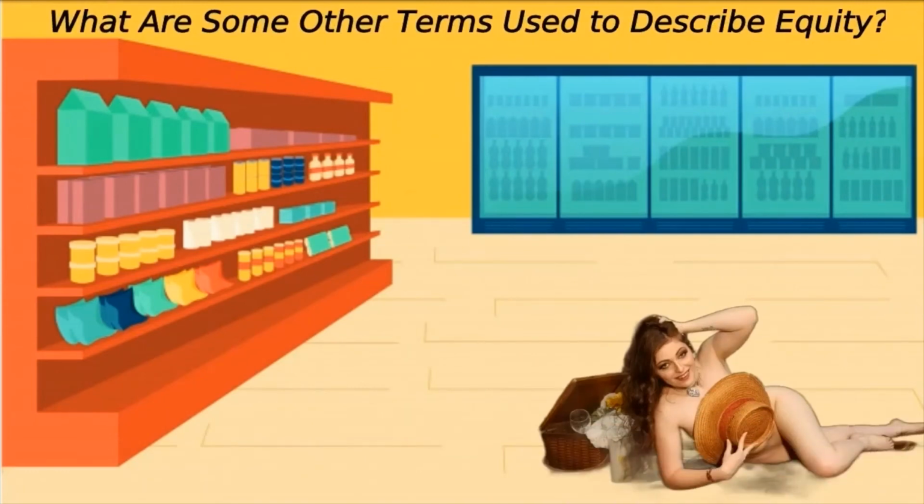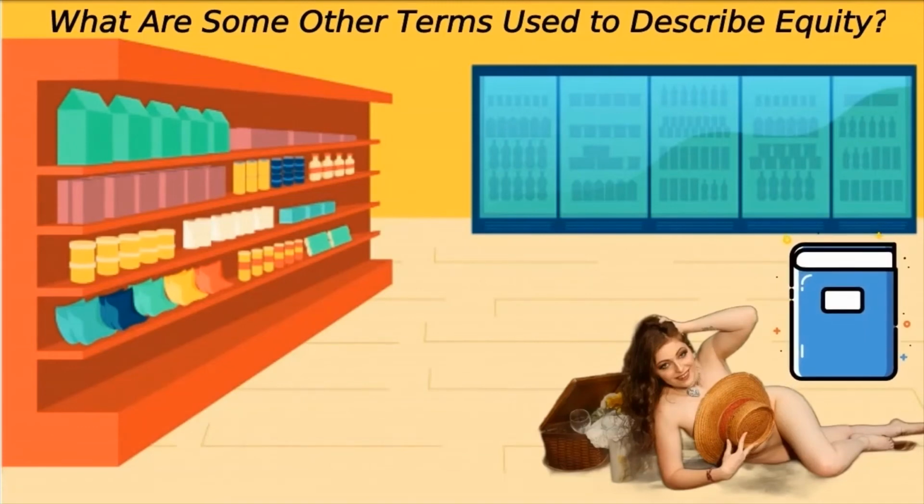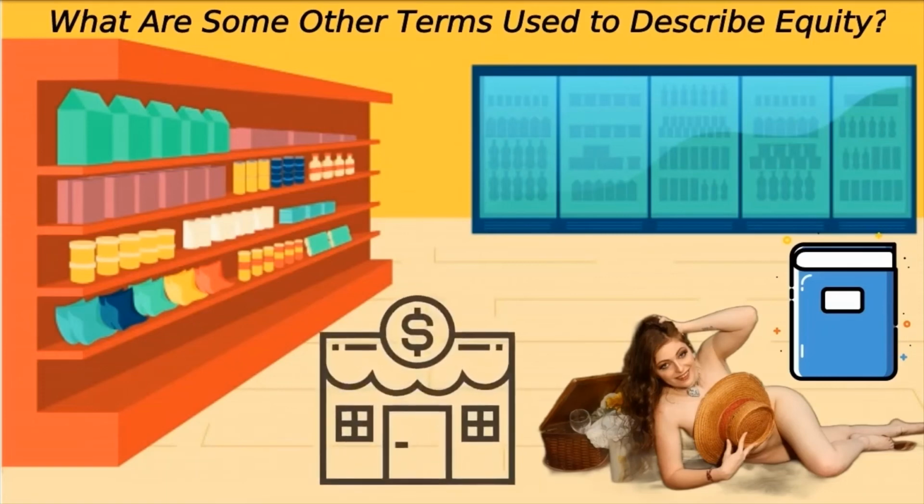What are some other terms used to describe equity? Other terms that are sometimes used to describe this concept include shareholders' equity, book value, and net asset value. Depending on the context, the precise meanings of these terms may differ, but generally speaking, they refer to the value of an investment that would be left over after paying off all of the liabilities associated with that investment. This term is also used in real estate investing to refer to the difference between a property's fair market value and the outstanding value of its mortgage loan.